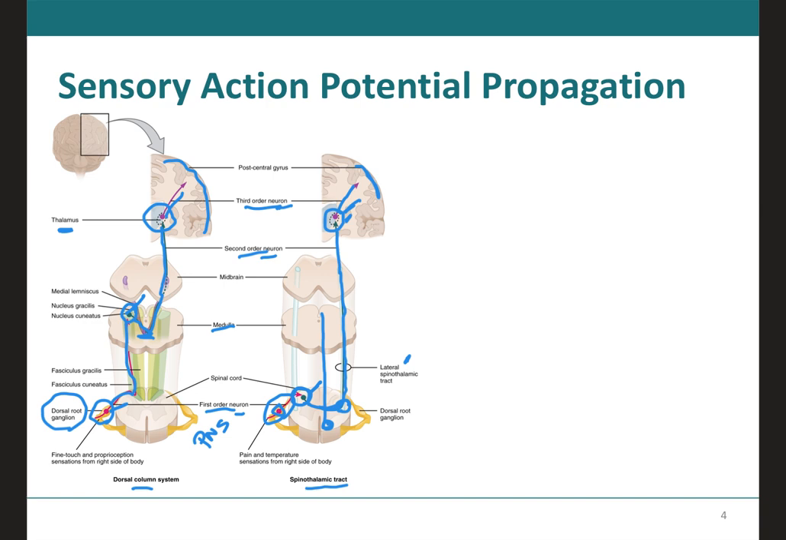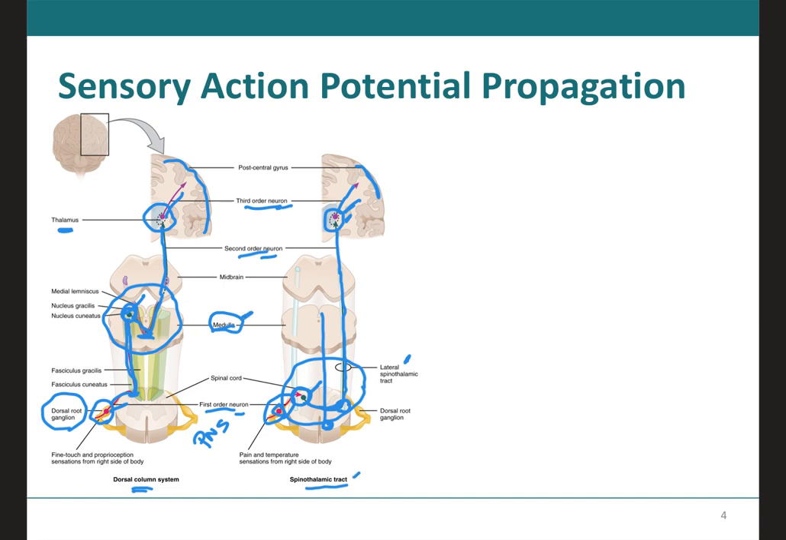And the last thing that I need you to know is where do they decussate? Where do they cross over to the other side? So the dorsal column, like I said, the first order neuron does not cross over as soon as it enters. It continues up all the way to the medulla oblongata, where it will synapse with the second order neuron and then cross over at the level of the medulla.